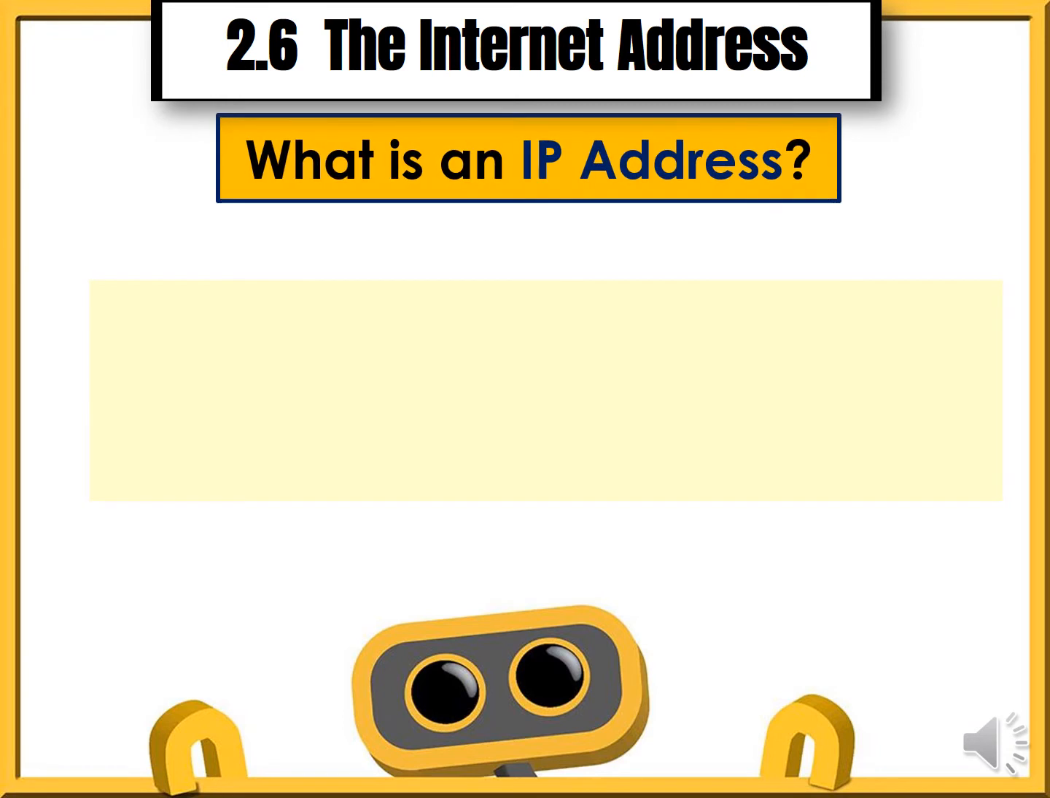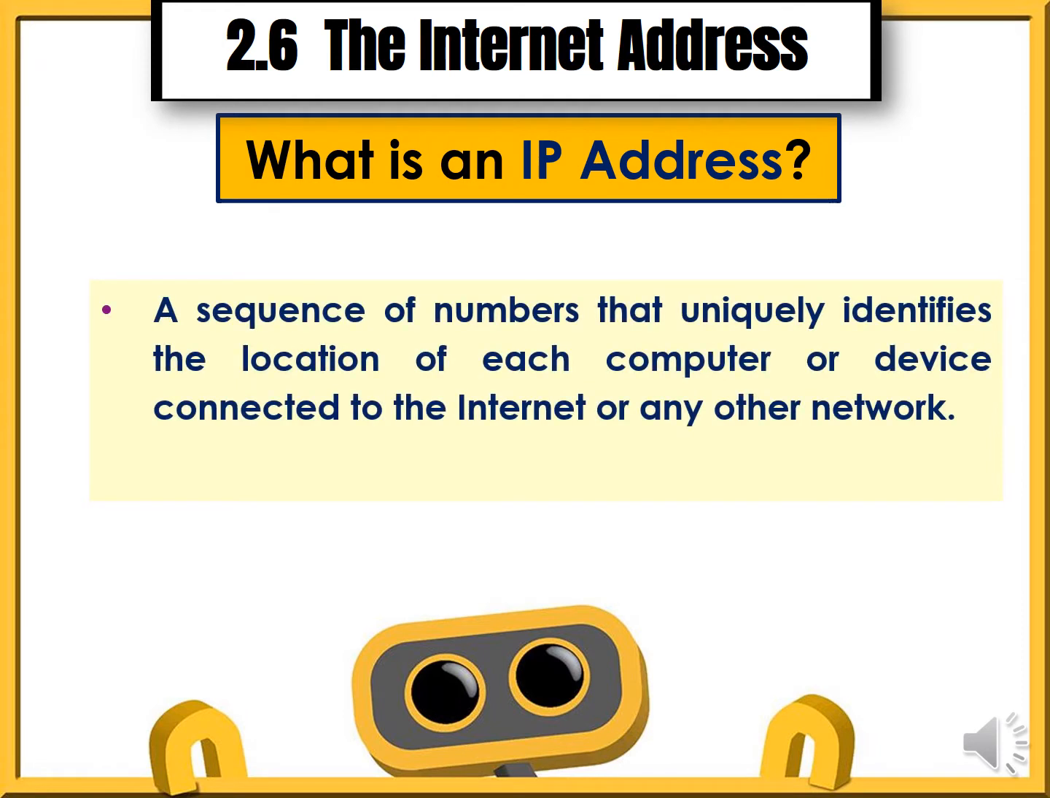Now, let us have a look at the definition of an IP address. An IP address is a sequence of numbers that uniquely identifies the location of each computer or device connected to the internet or any other network. IP addresses are also referred to as IP numbers and internet addresses. An IP address is sometimes called a dotted decimal number or dotted quad.